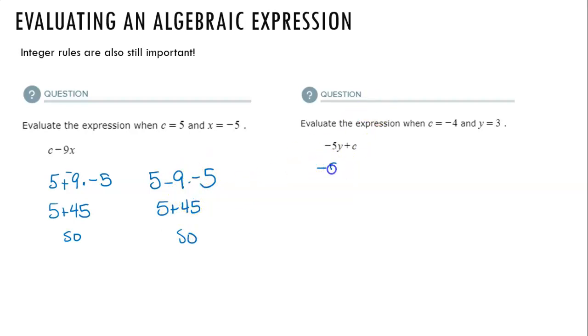For this one, you should have done negative 5 times 3 plus negative 4. Multiplication comes before addition, and negative 15 plus negative 4 is negative 19.